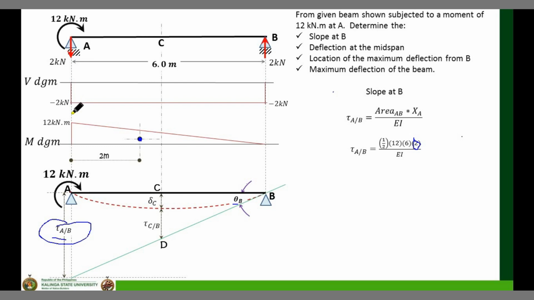1/3 of your base. What is the reference of the 1/3? Do you remember this from your geometry? The centroid of a triangle is equal to 1/3 of your base, and your base is 6. So 6 divided by 3, that is where I got 2.